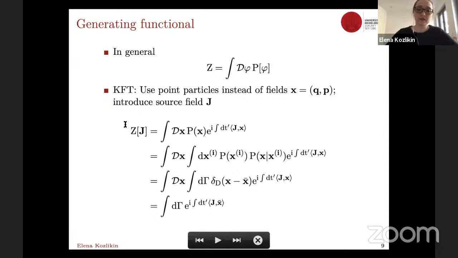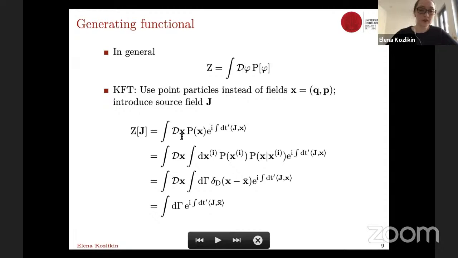And so for the generating functional, which for KFT looks like this, I hope you can see my cursor, right? So we introduce an additional source field J, which will allow us to take functional derivatives later on. So I will show why we want to do this. But basically, our generating function is like this.